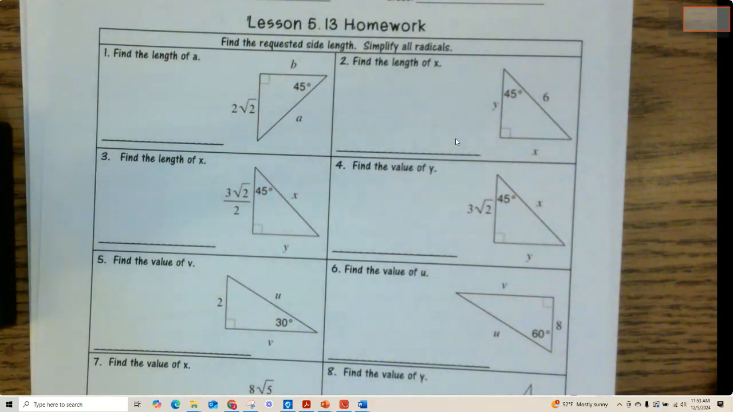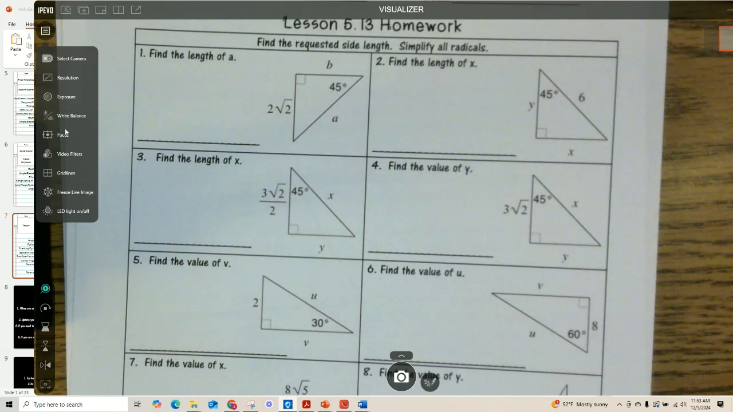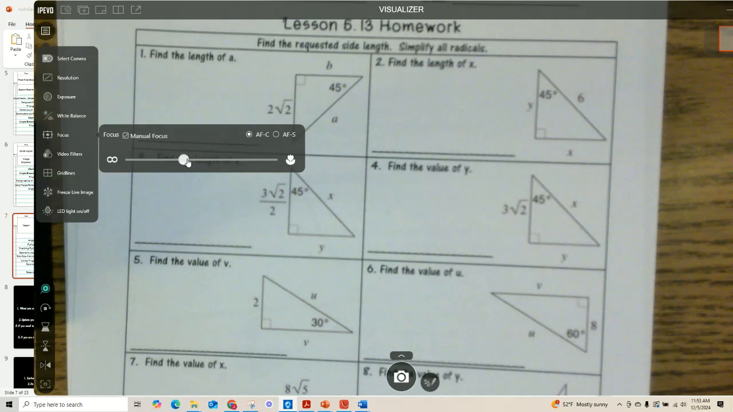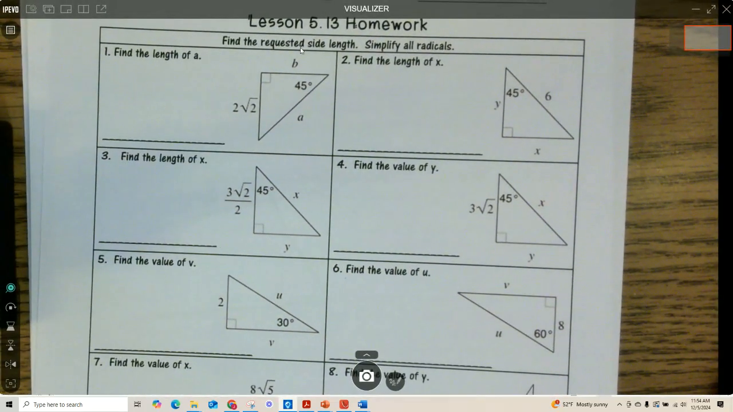All right, this video is for the lesson 5.13 homework. We're looking at special right triangles today. Special right triangles are ones that have either two 45-degree angles or a 30 and a 60.